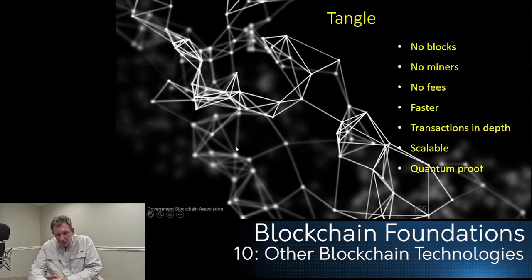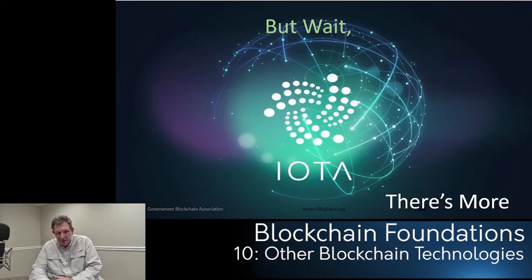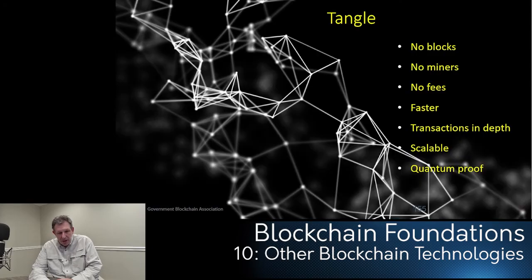So the first alternative architecture we're going to look at is actually something that's used for the Internet of Things, right? It's called IOTA. And the architecture that it uses is something called Tangle. Now, Tangle is just like a blockchain, with the exception of the fact that there's no blocks, there's no miners, there's no fees, it's faster, transactions are in depth, it's scalable, and it's quantum proof.